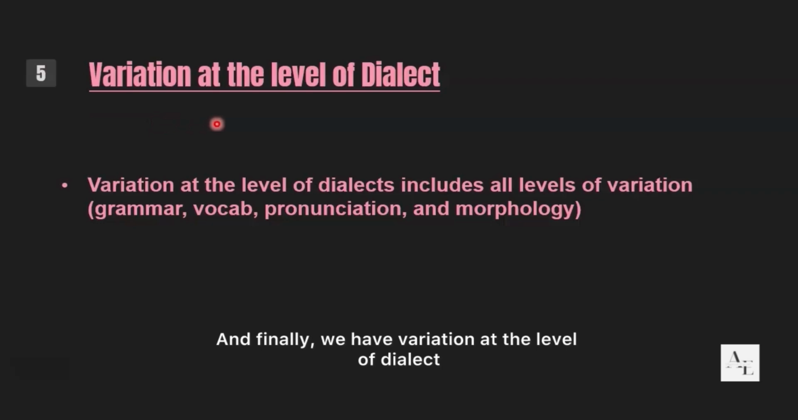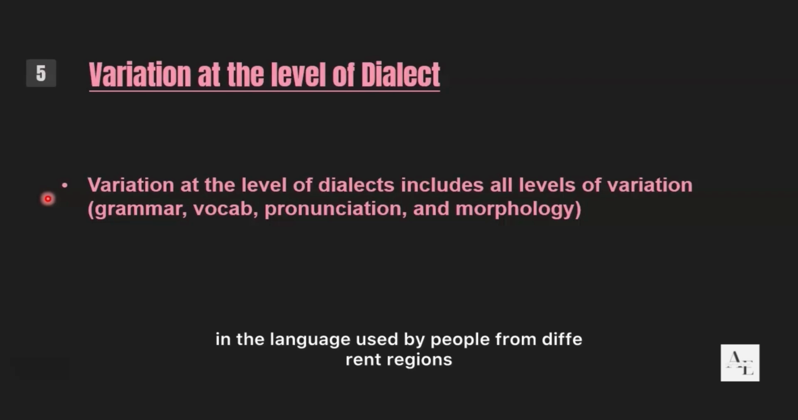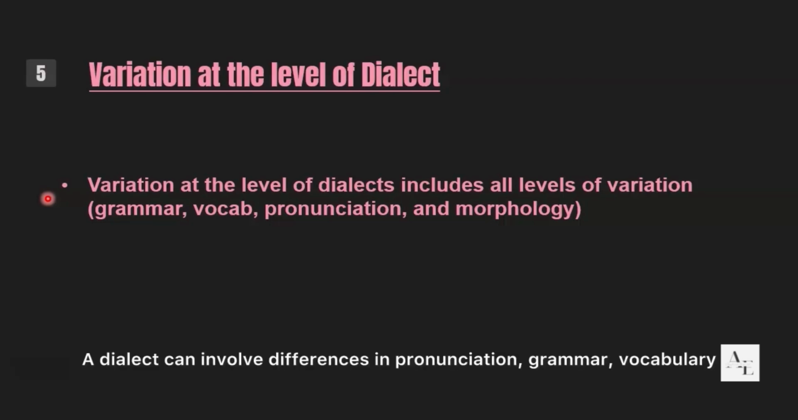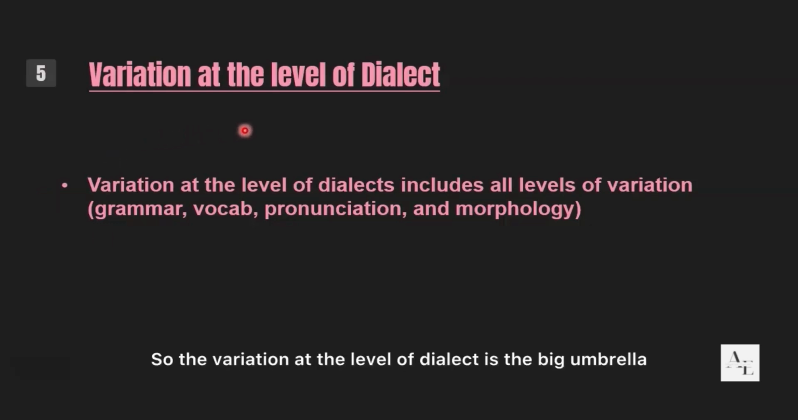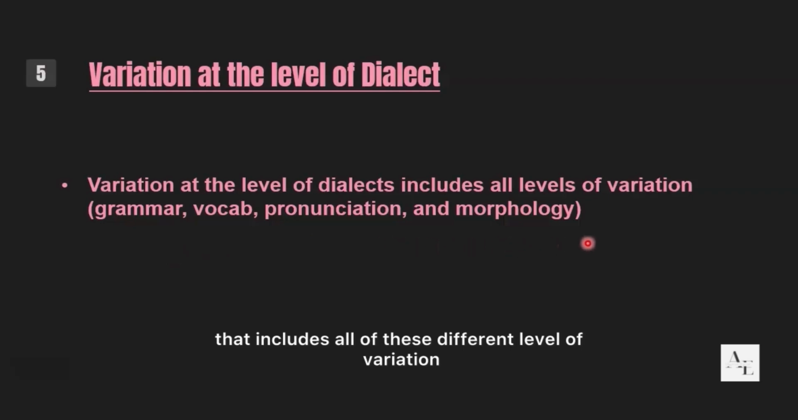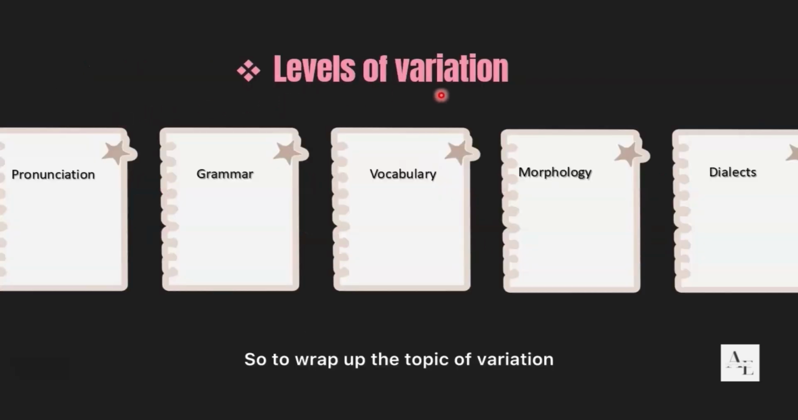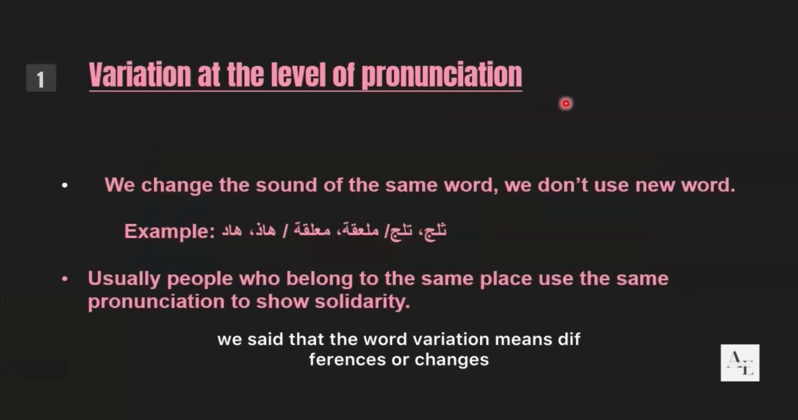Finally, we have variation at the level of dialect. Variation at the level of dialects includes all levels of variation. So it refers to the overall differences in the language used by people from different regions or social groups. A dialect can involve differences in pronunciation, grammar, vocabulary, and morphology. So the variation at the level of dialect is the big umbrella that includes all of these different levels of variation. So to wrap up the topic of variation, we said that the word variation means differences or changes.